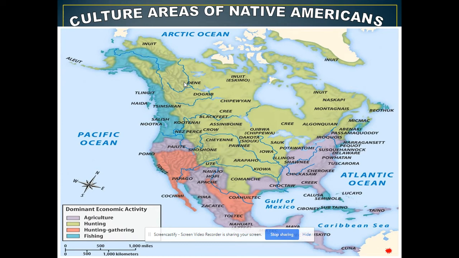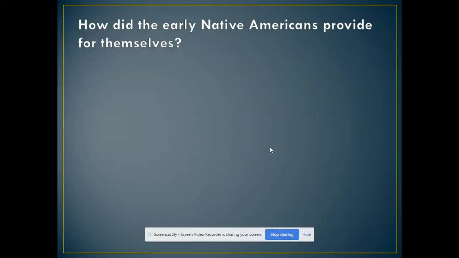And so now the Sioux is a little bit deceiving. They were actually over here in Minnesota. They didn't move out to the Great Plains until later when other groups pushed them out.